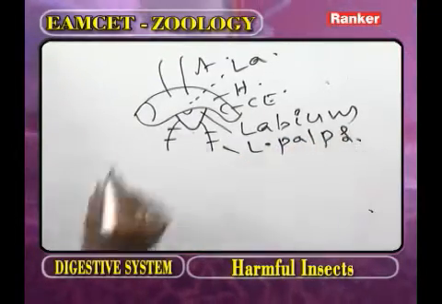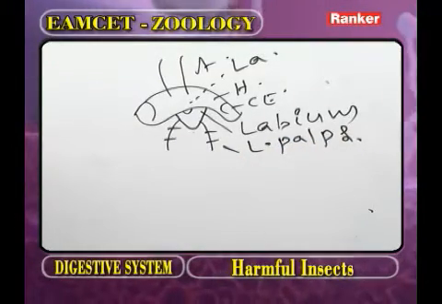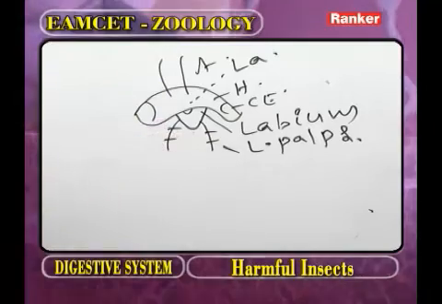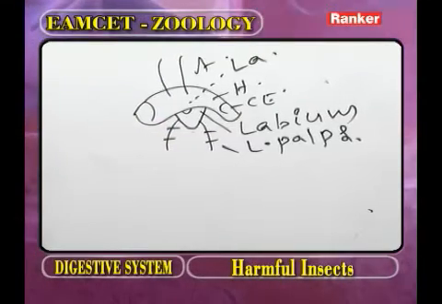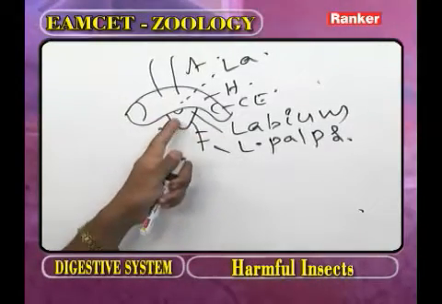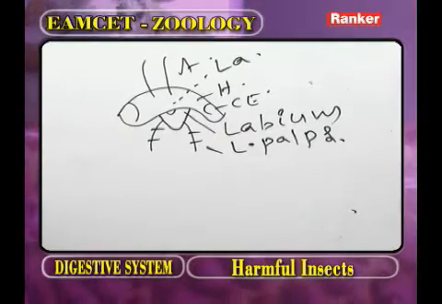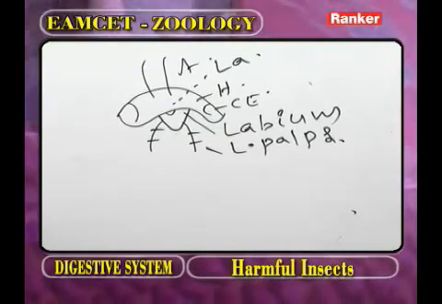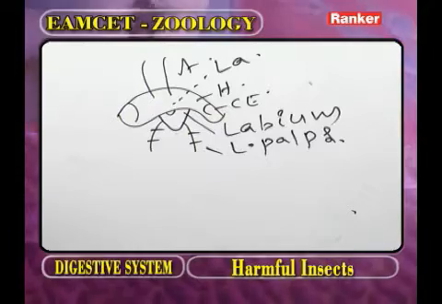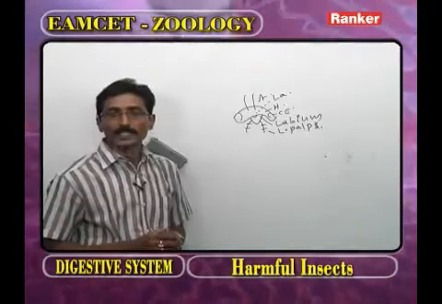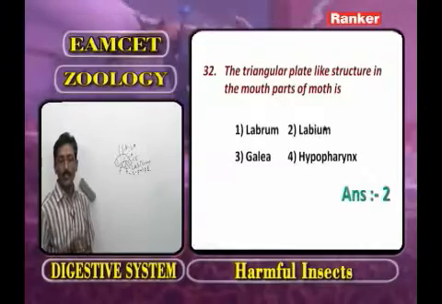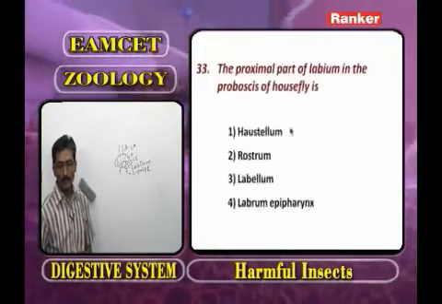Now, in the body of moth, what type of mouth parts? Siphoning type of mouth parts. In the siphoning type of mouth parts, what is the triangular plate-like structure? Labium. Attached to the labium, one pair of three-segmented labial palps are present. Now, the answer is labium. We go for the next question.